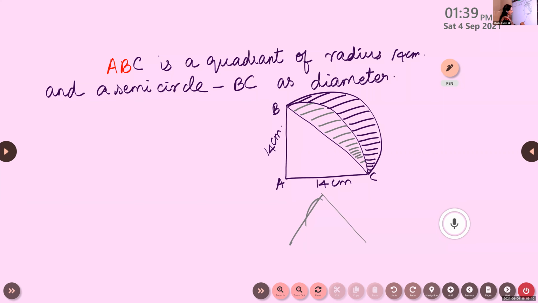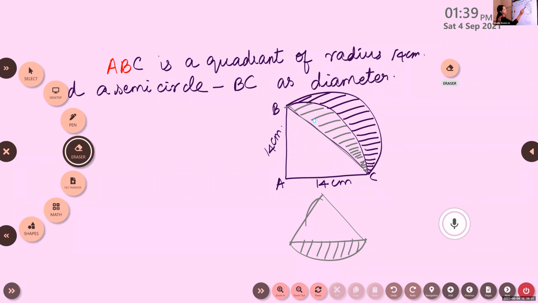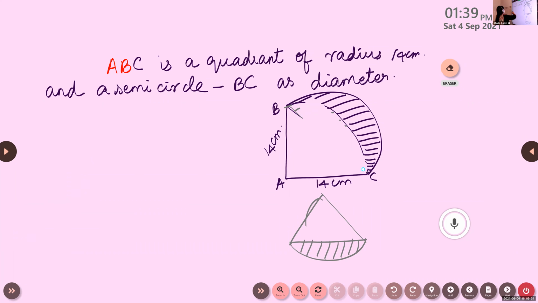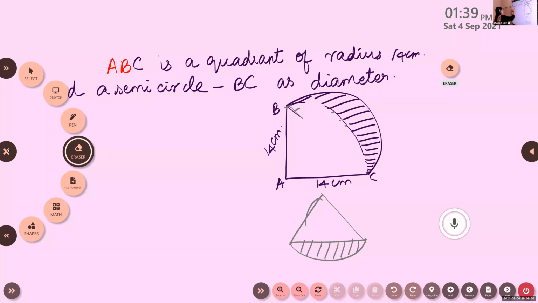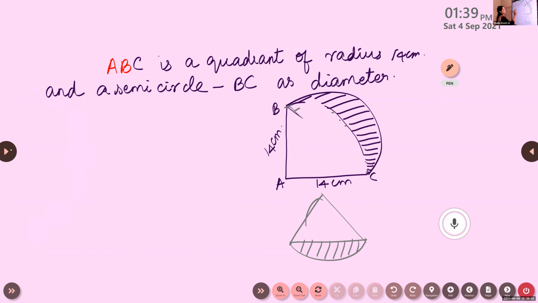Okay, suppose this is the sector. If you join this part only, you will get a segment. Here it is a quadrant, so this is the segment. Is it clear, children? If I rub that part, otherwise you will consider that the full thing is shaded. So only this part is shaded.